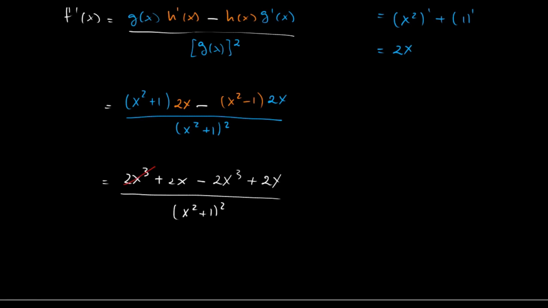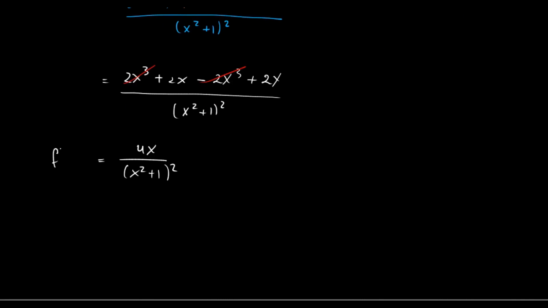But now these two terms can be cancelled out, and this gives us 2x plus 2x is 4x divided by x squared plus 1 squared. So this is the derivative of our function.